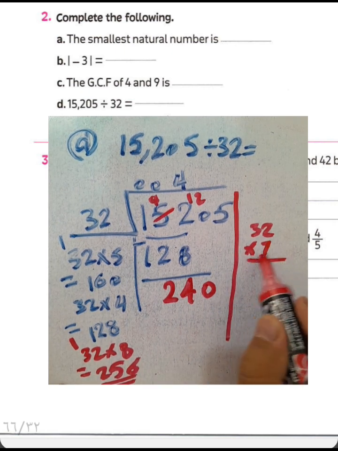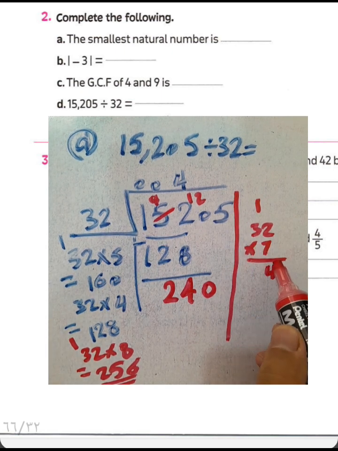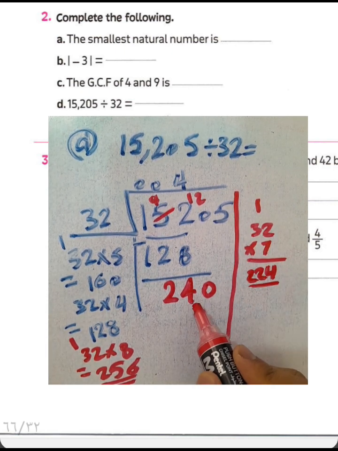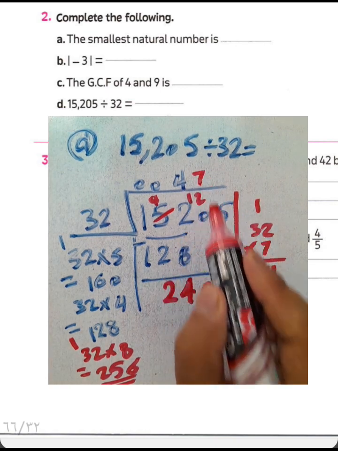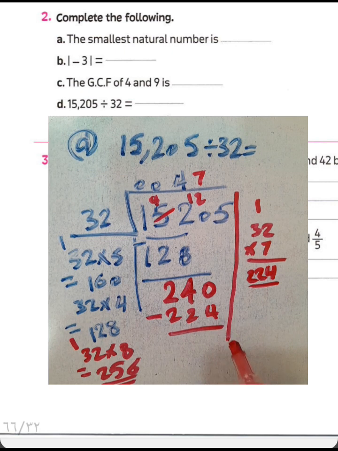It will be 7. 2 times 7 equals 14, write 4 and carry 1. 3 times 7 equals 21 plus 1 equals 22. It's less than this number. Write 7 up here and 224. Find the difference. 0 minus 4, we can't do it.